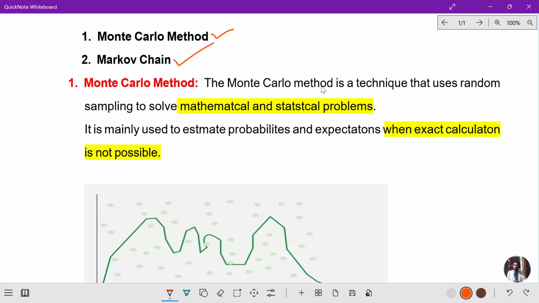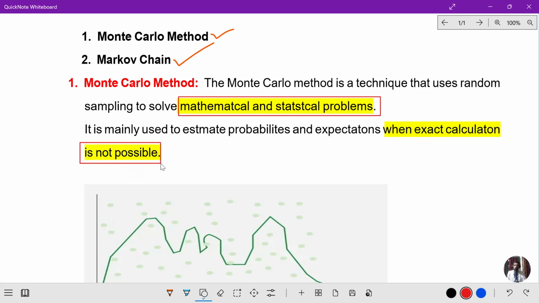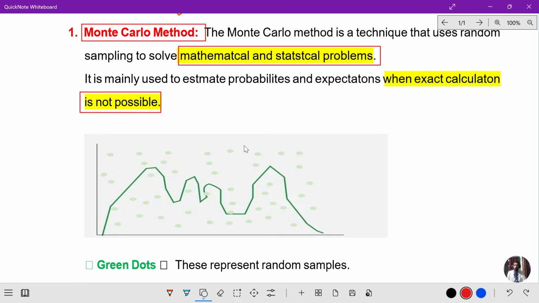The Monte Carlo method is a technique that uses random sampling to solve mathematical and statistical problems. In order to solve mathematical and statistical problems, we use the Monte Carlo method. It is used to estimate probabilities and expectations when the exact calculation is not possible. When I don't know the exact calculation, we can prefer the Monte Carlo method. Let us see the diagram related to the Monte Carlo method.